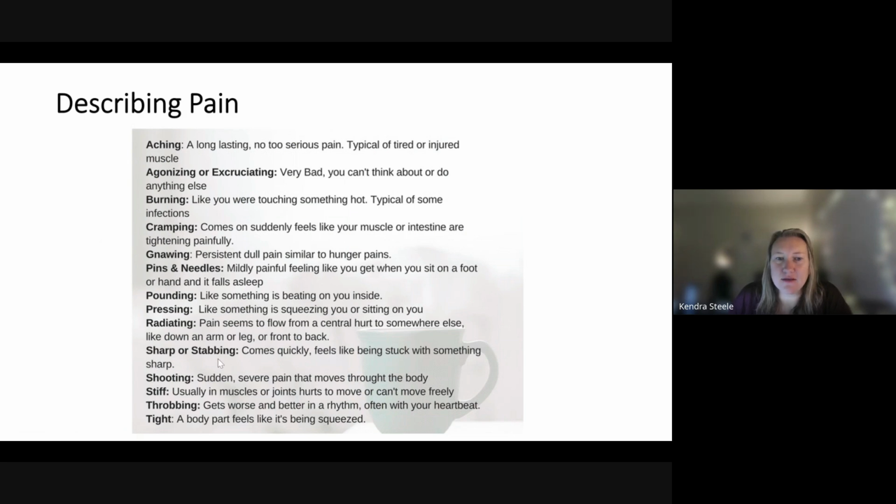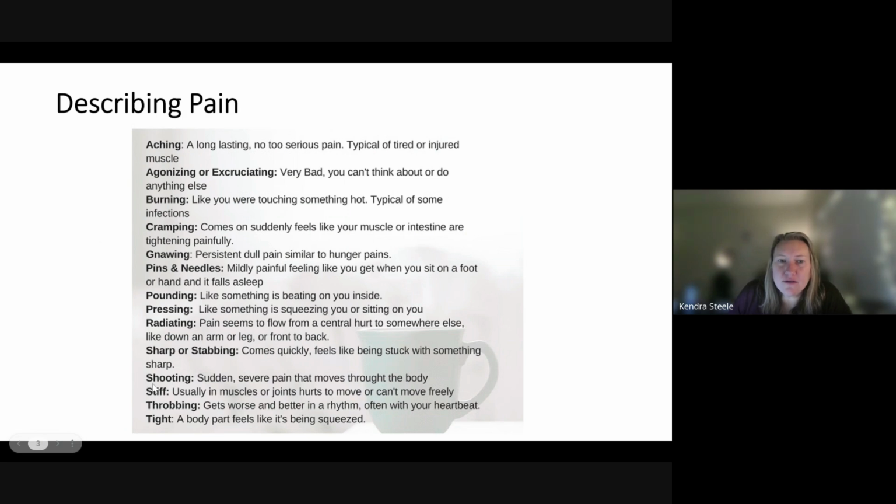Sharp or stabbing. It's pain that comes quickly and feels like being stuck with something sharp. In English, if you stab something, it means that you've taken something sharp, like a knife, and you have pushed it into something. Sharp or stabbing pain means you feel like someone is pushing a knife into you, into your side, into your head. The pain feels that intense.